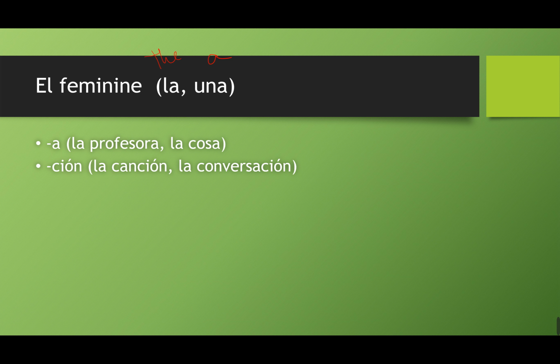Palabras que terminan con ción: la canción, la conversación. Those are always feminine. Ción or sión. And yeah, we'll get to that later. Palabras que terminan con dad: la universidad, la nacionalidad, and also words that end in tad. Libertad, por ejemplo, liberty. Muy bien.